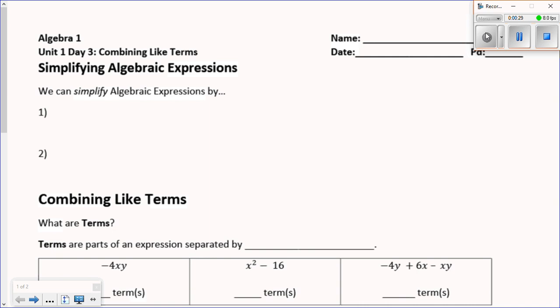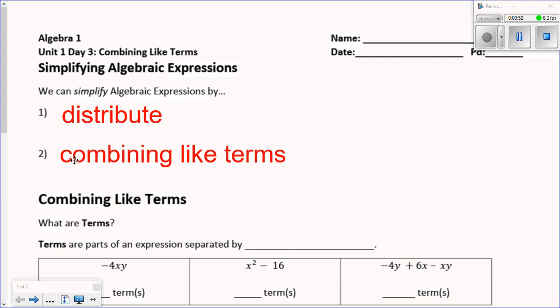When we are asked to simplify, there's one of two things that could happen. We're either given the value and we can evaluate it like we did the other day, or we're not given the value of the variables, so we just have to simplify with what we got, which isn't a whole lot. To simplify algebraic expressions, we can distribute anything that we need to, and then we can combine like terms. Today we're going to focus on the second step. Next video we'll focus on the distributing part, but we're going to talk more about combining like terms today.